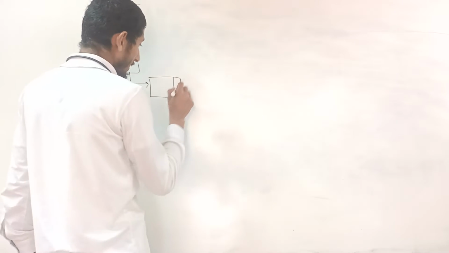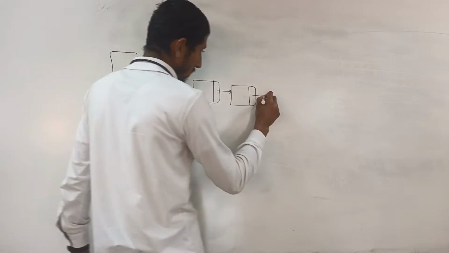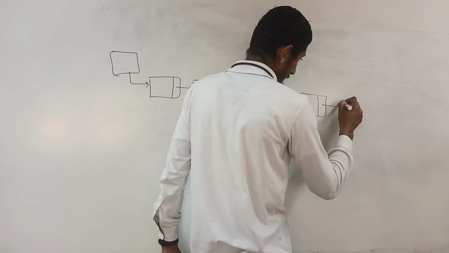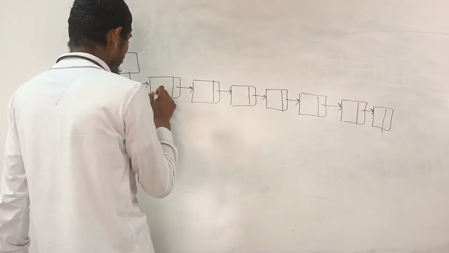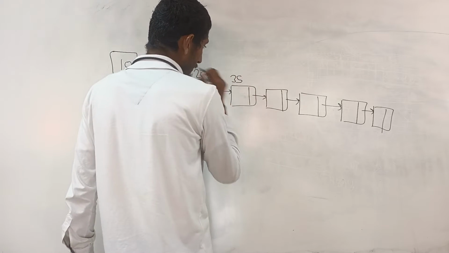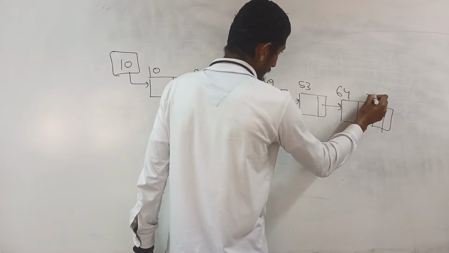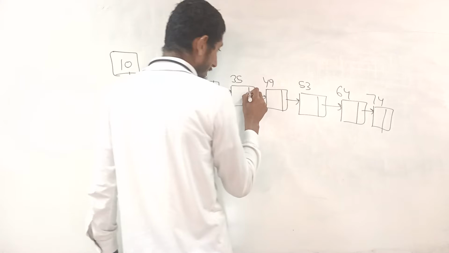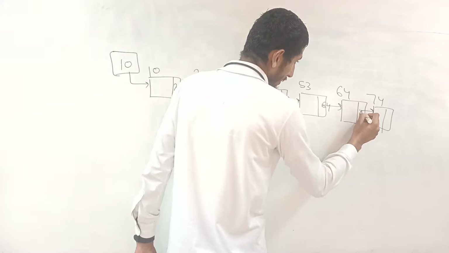Let's say I have a linked list like this. Let's say the address of the first node is 10, the address of the second node is 20, the third node is 35, the fourth node is 49, the fifth node is 53, 64, and 74. So let me put the addresses: that is 20, that is 35, that is 49, that is 53, 64, and 74, and at last we have null.